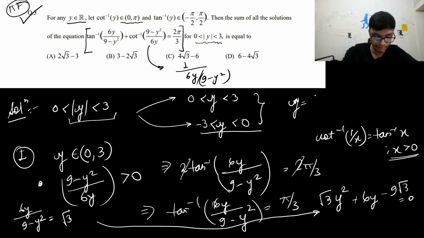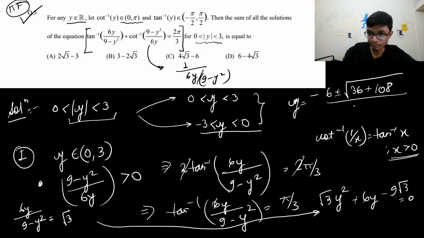So from here I will get the result as minus 6 plus minus root under. If you solve this root under, sorry, this will be 6 square, that is 36, minus 4 times 9 into root 3, that will become minus of minus, that will be plus, and 108. Okay, whole divided by 2 root 3.